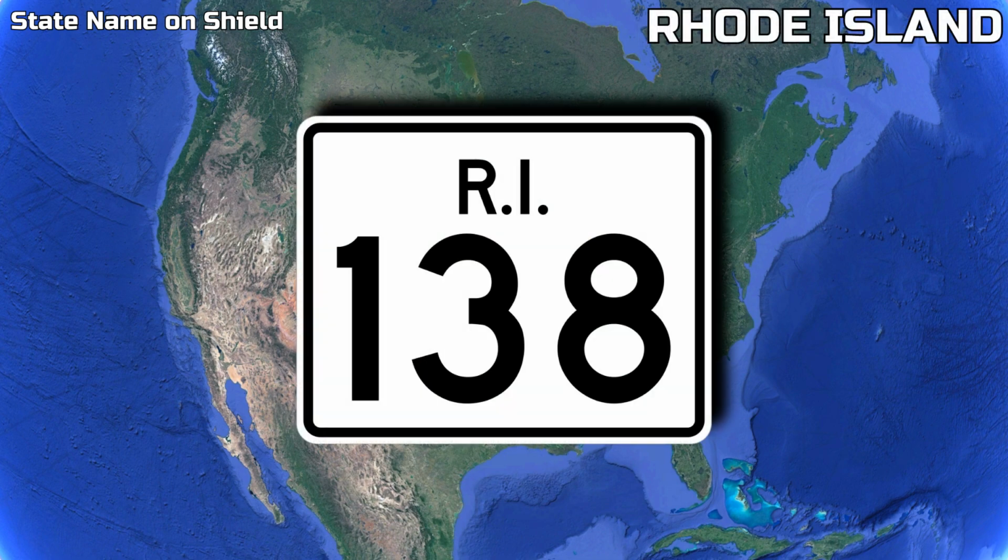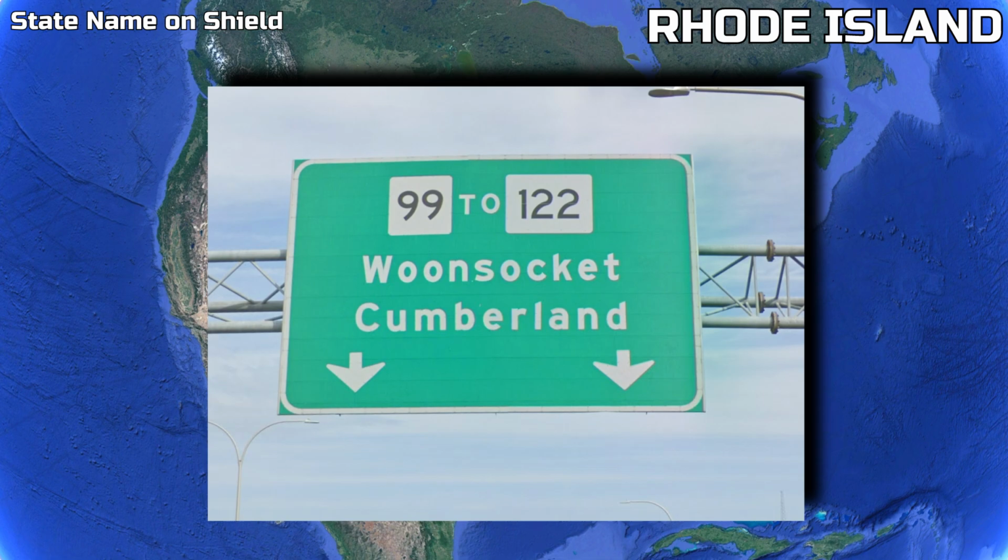Rhode Island's shield has the abbreviation RI at the top, but the square shape isn't very unique and can look similar to neighboring New England states. This is made worse by the fact that some old signs on large highways don't include the RI, making the shield into a plain rectangle.